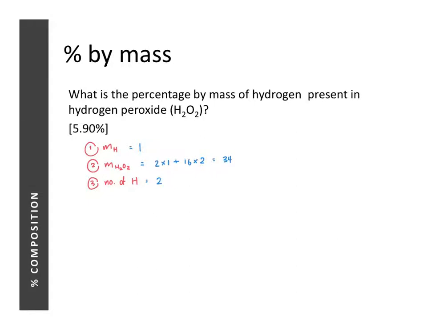Okay, so with the 3 pieces of information, we can now find percentage by mass of hydrogen, and is equals to 2 times 1 divided by 34 times 100%. Okay, that will give us a value of 5.9%.